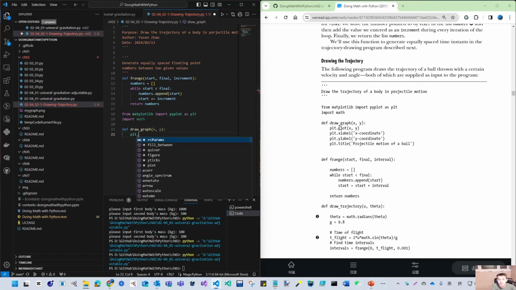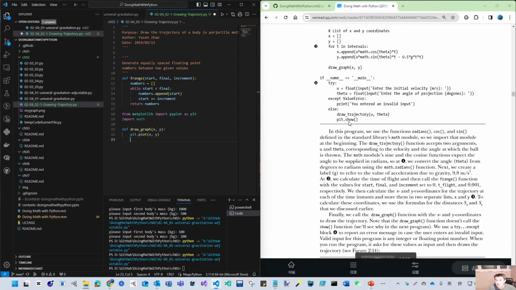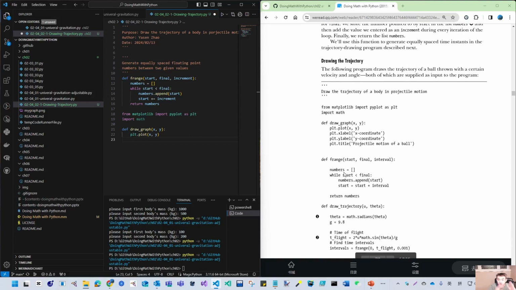So plot x, y, and the last will be the show. We don't call show here because we will draw multiple points. So xlabel, x coordinate, ylabel, y coordinate, plt.title. Yeah, you can use double quotes if you want.